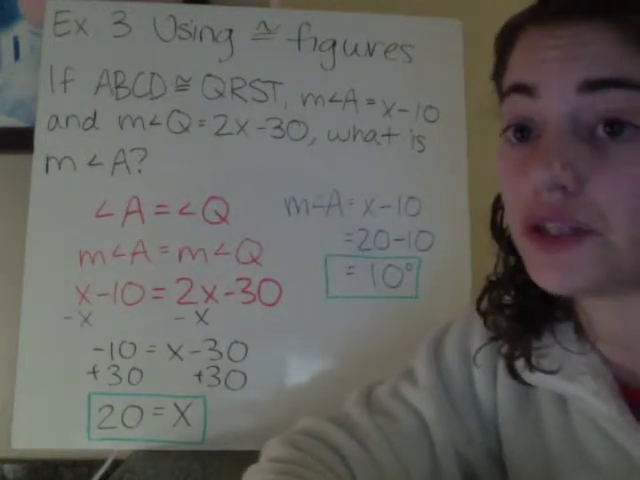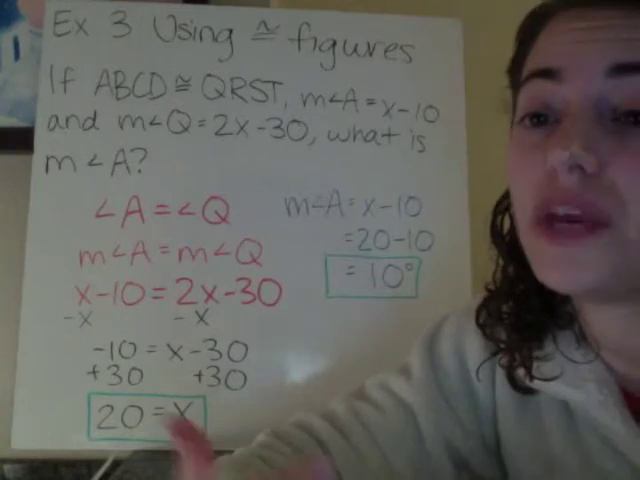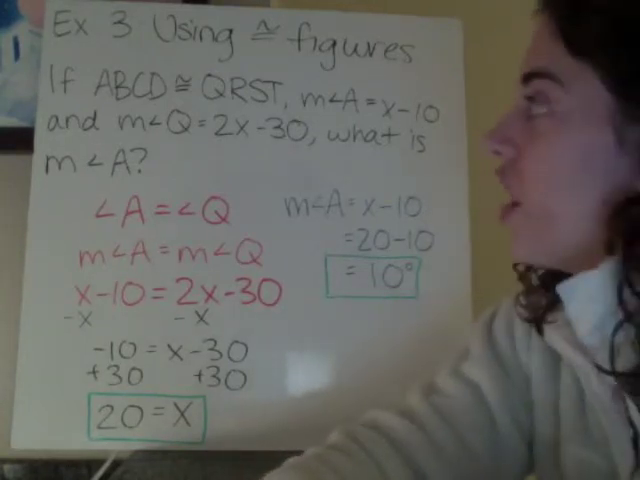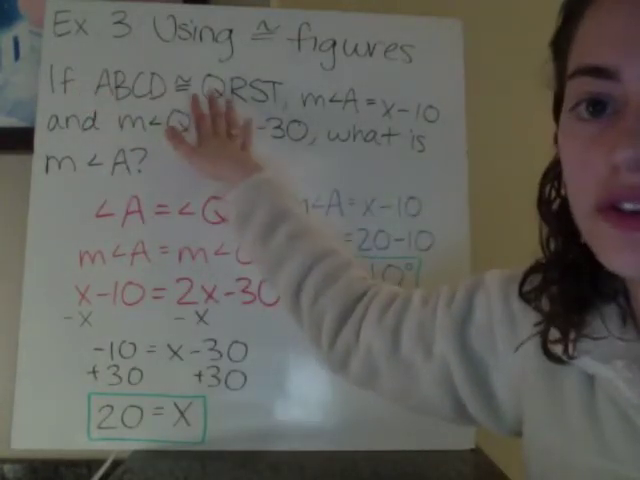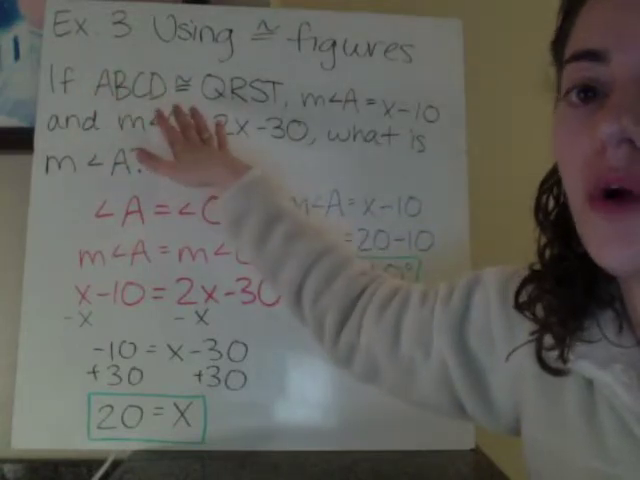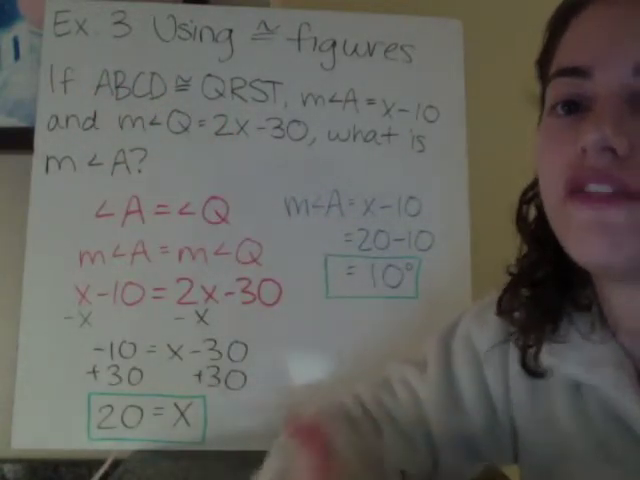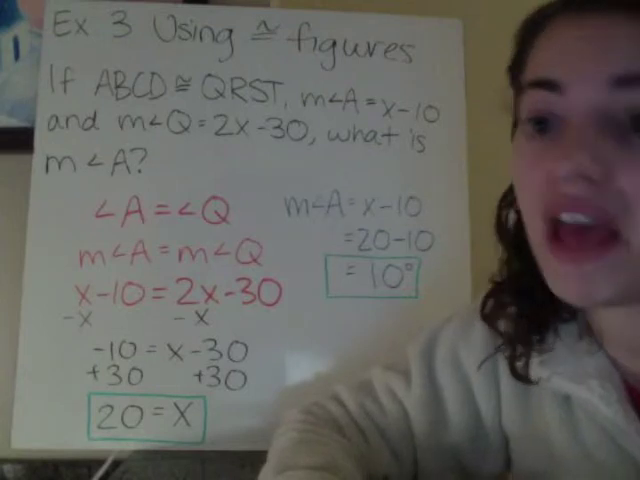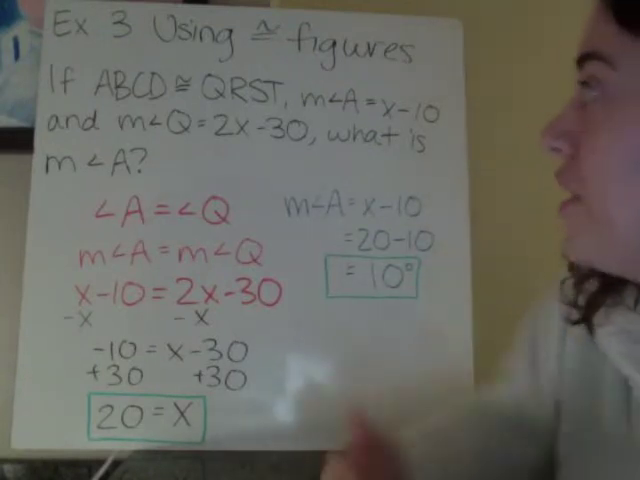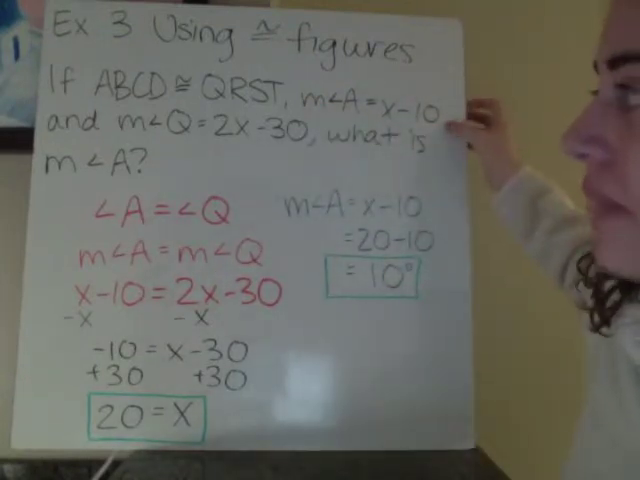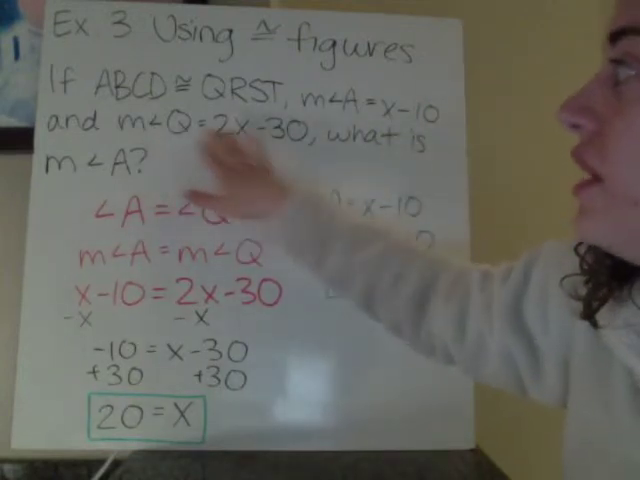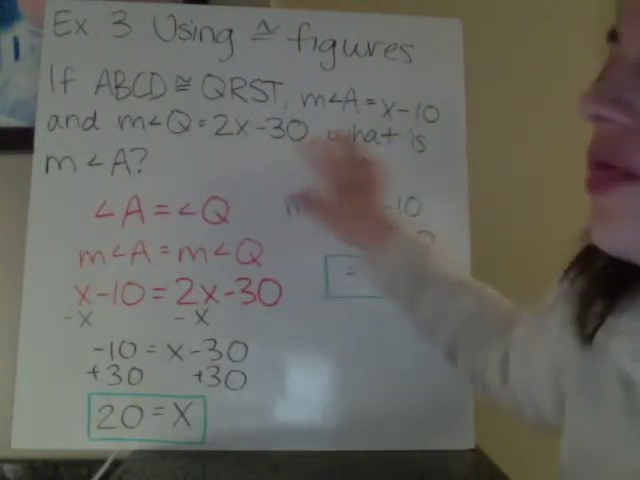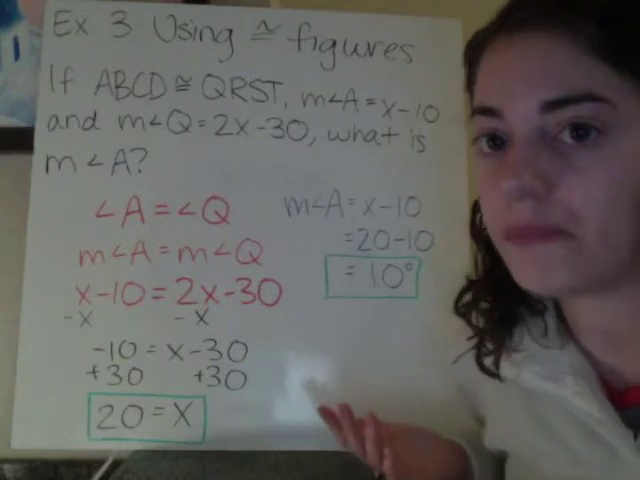Here's a third example, an algebraic example. This is how we can use congruent figures. So, if I have 2 quadrilaterals, ABCD and QRST, how can I figure some things out about angles or sides? I know that the measure of angle A is x minus 10. The measure of angle Q is 2x minus 30. They're asking me what is the measure of angle A.